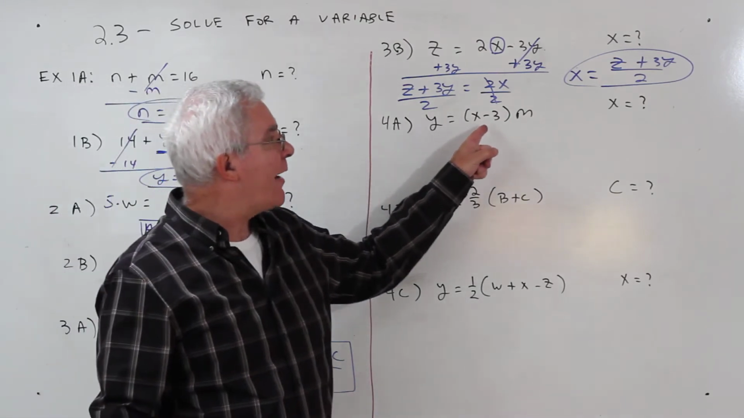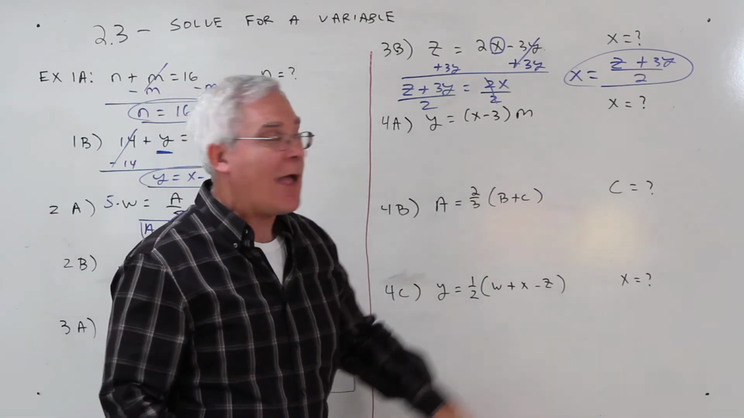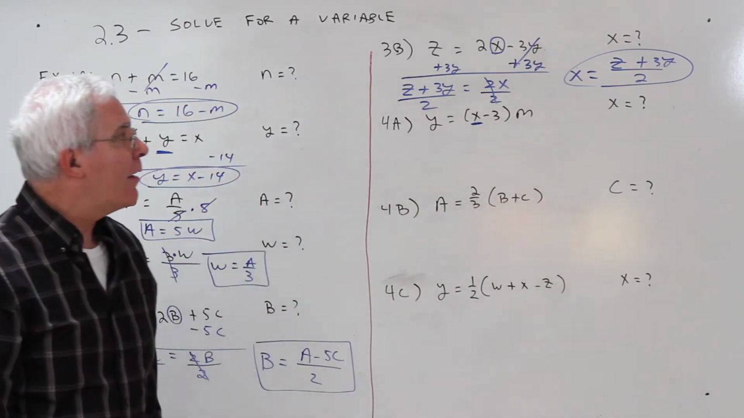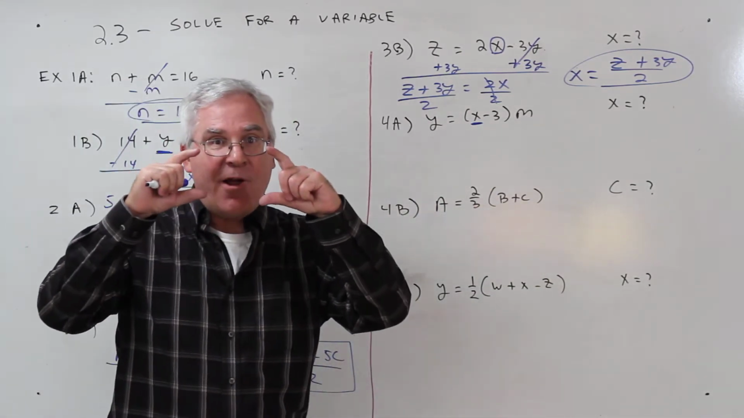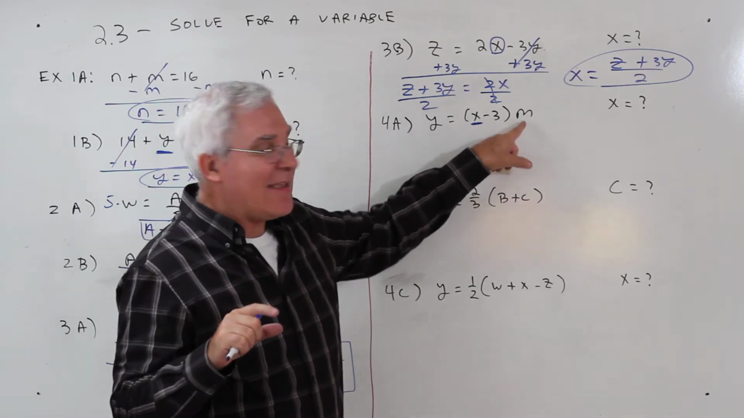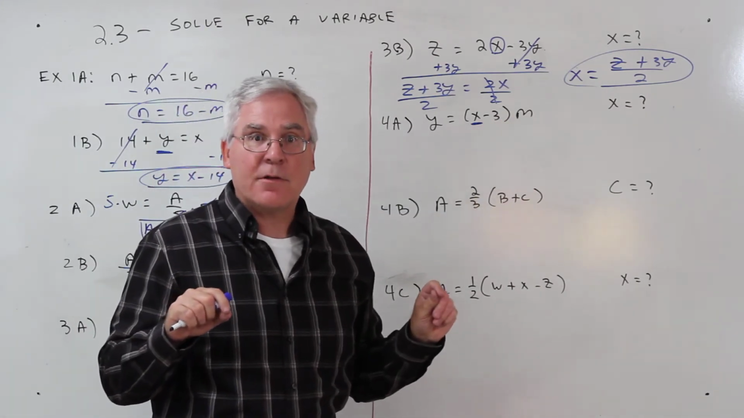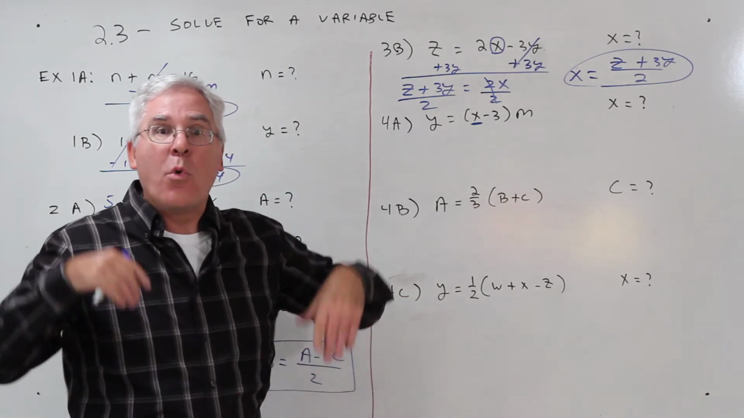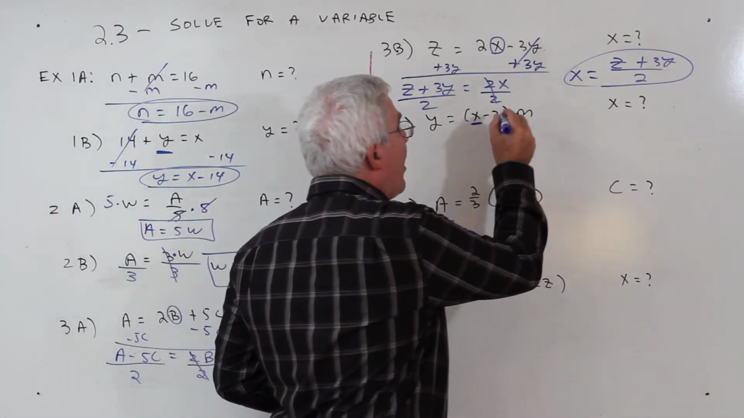y equals x minus 3 times m. I want to get x all by himself. All right, so I've got that x minus 3 in parentheses. I'm not digging that times m. Okay, so just think I've got somebody times somebody. What undoes multiplying by m?